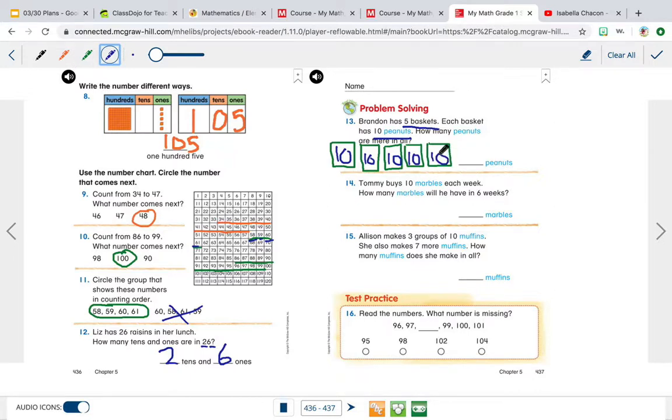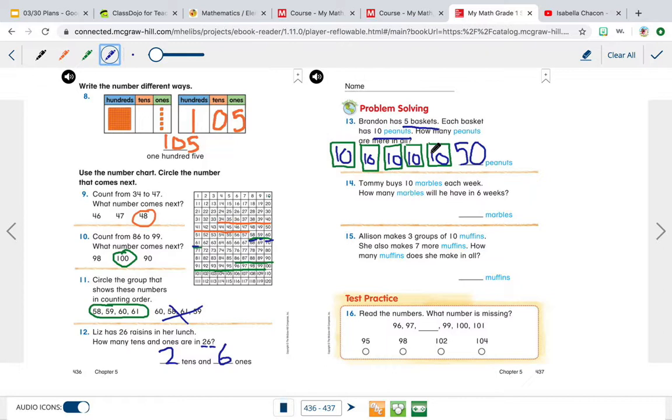Now, that kind of looks like a 6, but you know it's a 10. Okay, so now what we're going to do is count how many peanuts we have. So let's see. 10, 20, 30, 40, 50. We have 50 peanuts. Do you see how I did that, my friends? I counted all of my peanuts by adding 10 plus 10 plus 10 plus 10 plus 10.